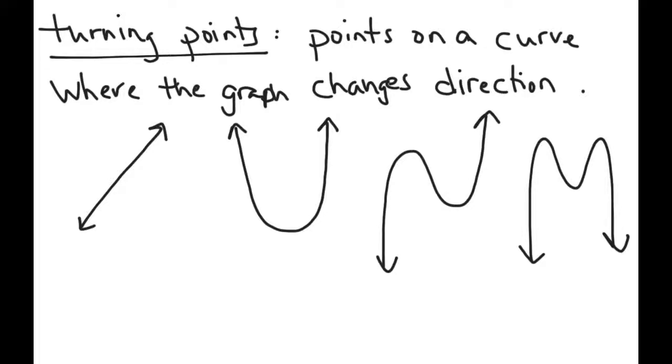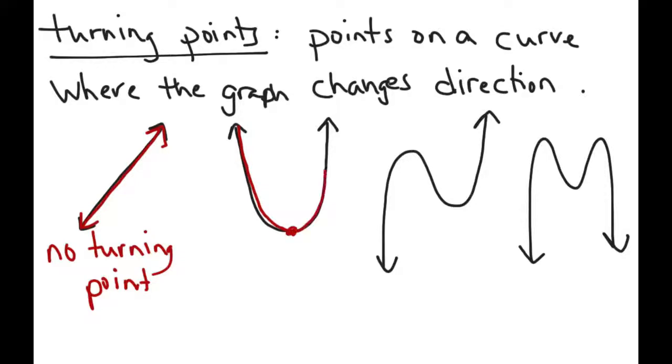So I give you 4 different types of graphs up here. The first one is a linear equation, because linear equations were just straight lines. Linear equations do not change direction. They go in the same direction forever. We say that they have no turning point, no place where the graph changes direction. Quadratic equations, however, when you graph them, you're going down and then all of a sudden you stop and you start going up. And the vertex of the parabola is a point where the graph changes direction. So quadratic graphs have 1 turning point.